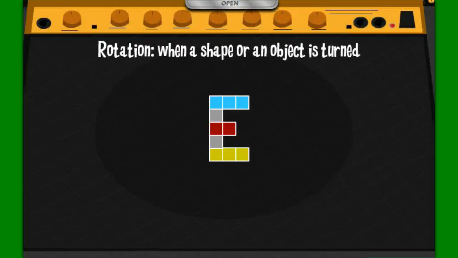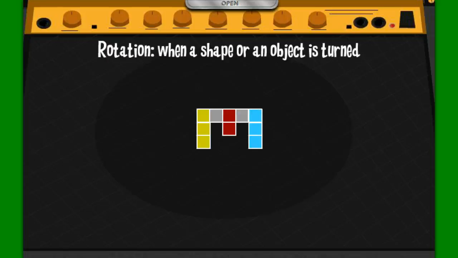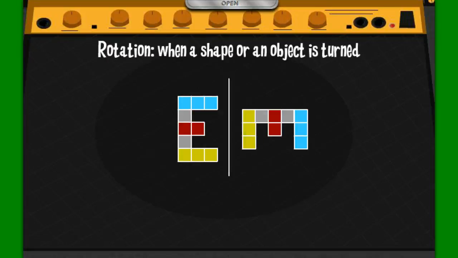A rotation is when a shape or object is turned. Notice this letter E begins with the blue colors on the top. When the figure is rotated 90 degrees, the blue is now on the side. You can also see the rotation when the two shapes are shown side by side. The first view is the original figure. The second view illustrates the object when rotated.